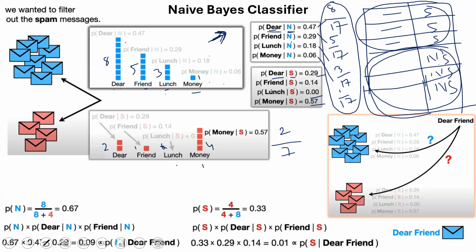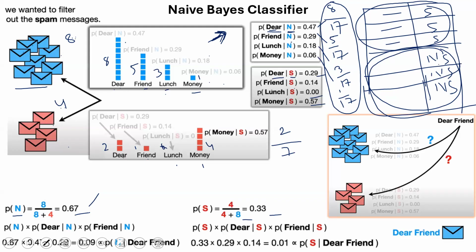you're calculating the prior probabilities. Prior probability, what is the probability of a normal email? So that is 8 by, how many emails are there here? 1, 2, 3, 4, 5, 6, 7, 8. 8 normal emails and 4 spam emails. So probability of normal email is nothing but 8 by 8 plus 4. Probability of spam email is nothing but 4 by 4 plus 8. So these are the prior probabilities.